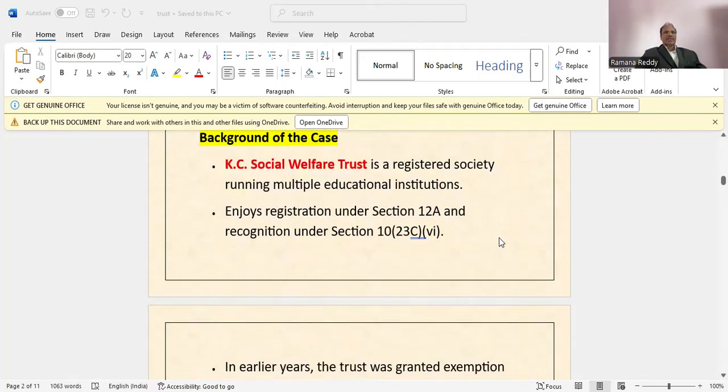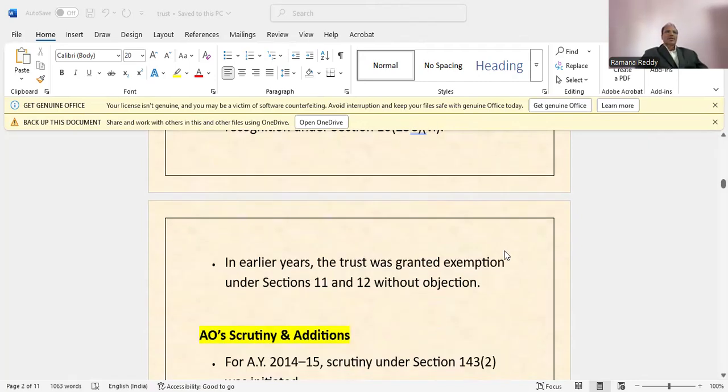We'll see the background of the case. KC Social Welfare Trust is a registered society running multiple educational institutions, and it enjoys registration under Section 12A and recognition under Section 10(23C)(vi). In earlier years, the trust was granted exemption under Section 11 and Section 12 without any objection.